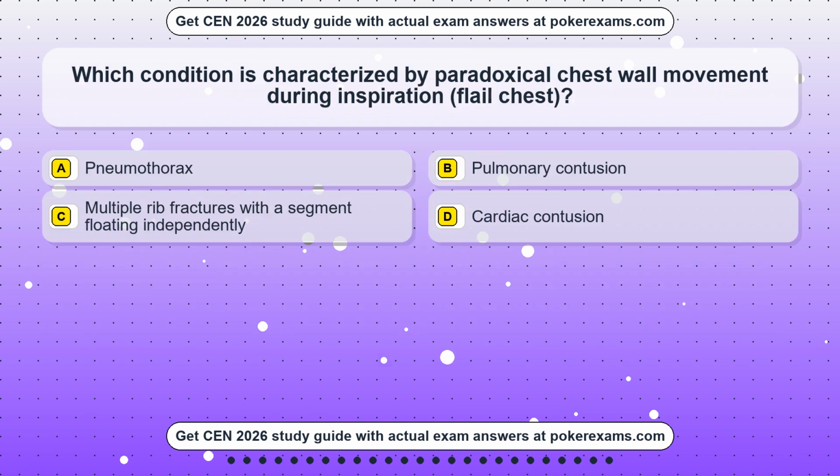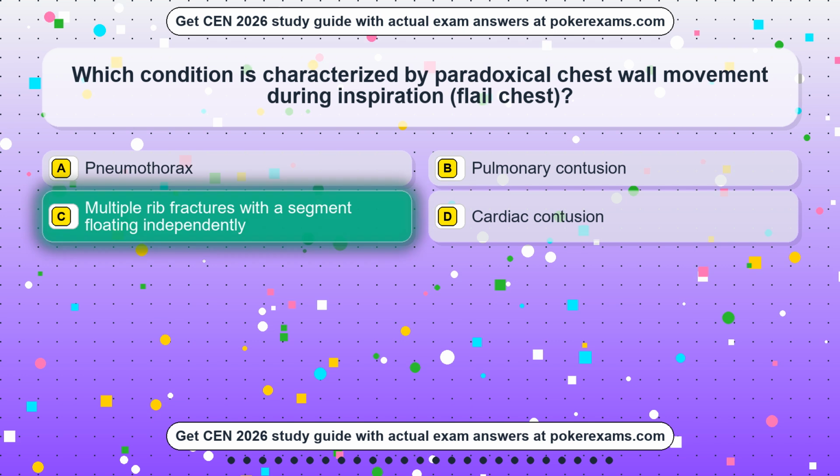Question 4. Which condition is characterized by paradoxical chest wall movement during inspiration, flail chest? Option A, pneumothorax. Option B, pulmonary contusion. Option C, multiple rib fractures with a segment floating independently. Option D, cardiac contusion. The correct answer is option C, multiple rib fractures with a segment floating independently.